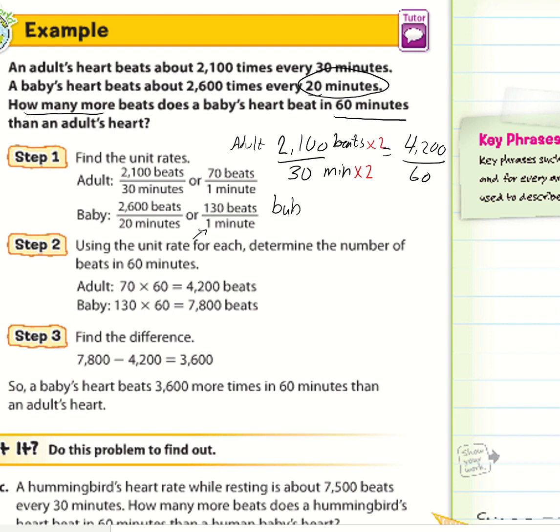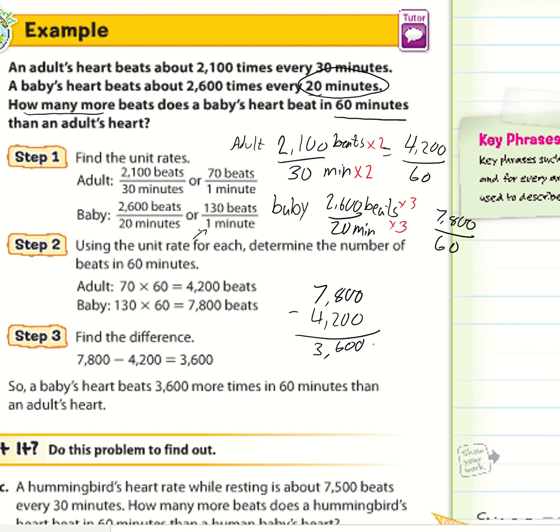And for the baby, same thing, except I know to get from 20 to 60, I'm going to multiply it by 3. Times 3, times 3. And that would get me 7,800 over 60 minutes. Now that I have these, I would do the same thing. I would subtract and get 3,600 more beats. Now, whatever method you'd like to use, it's up to you.